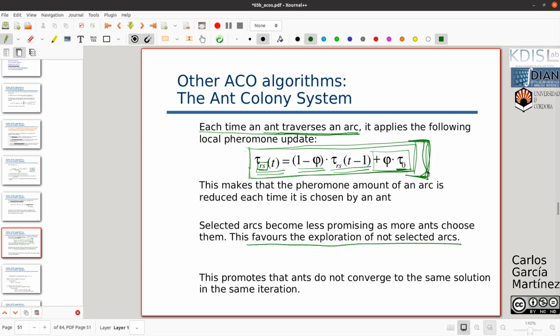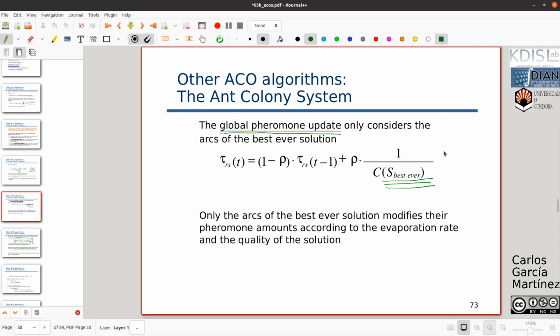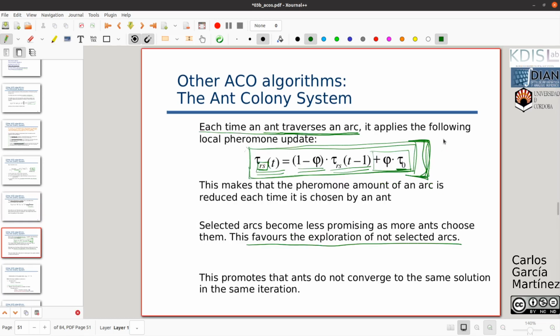So this way, this algorithm is providing a kind of balance between diversification and intensification. This strategy is obviously for intensification, whereas this local pheromone update is for diversification.